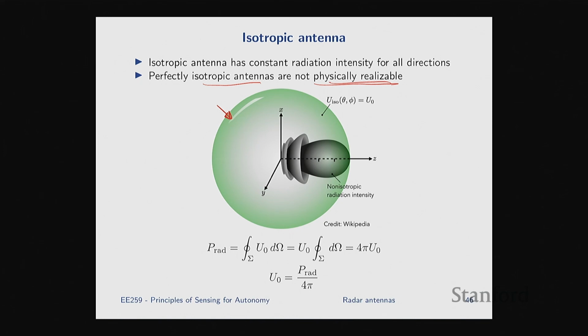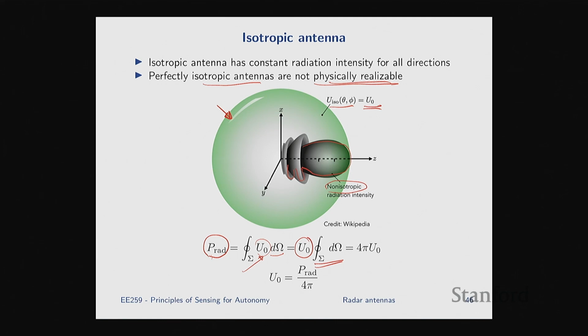So the isotropic antenna is just the ideal case for mathematical studies. Every real antenna is going to be non-isotropic, with a main lobe and some side lobes around it. We can get close to isotropic, but not perfectly isotropic. The total radiated power for an isotropic antenna is very easy to calculate, because U of theta and phi is just a constant. There is no theta phi dependency. So you plug it in, you integrate U0 d omega. U0 comes out of the integral, so you're just integrating d omega over an enclosed surface.